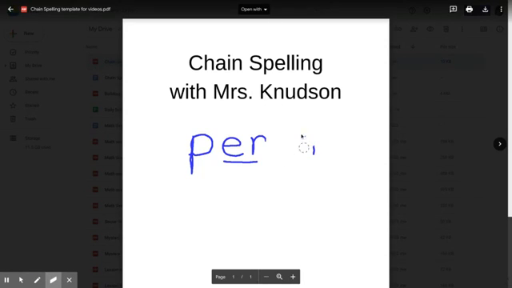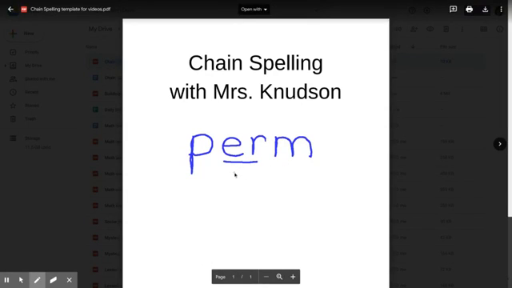Change that sound into what sound do you hear? There it is. When ladies go to the salon and get curls put into their hair, it is a perm. Nice job.